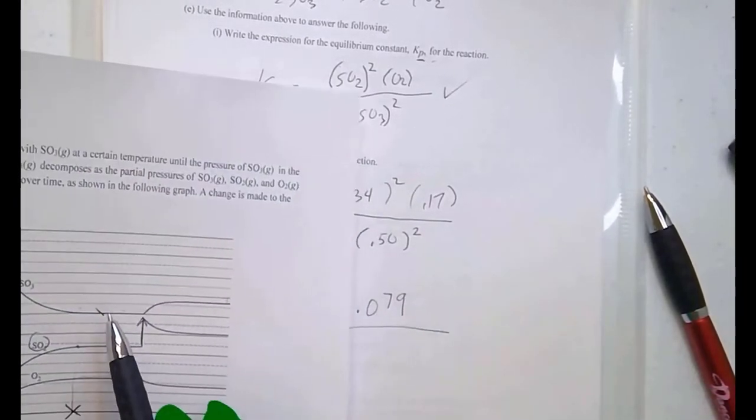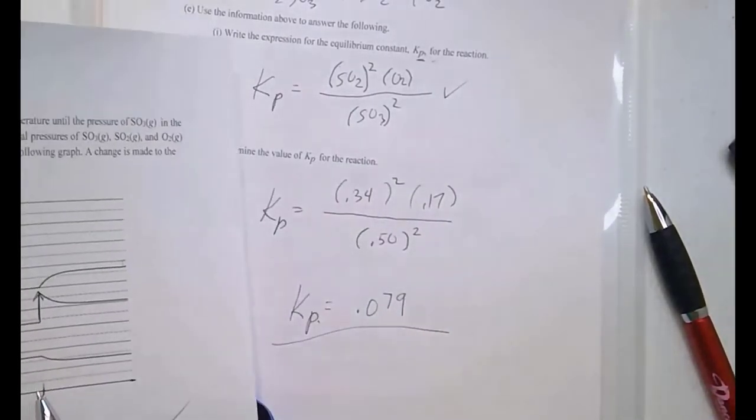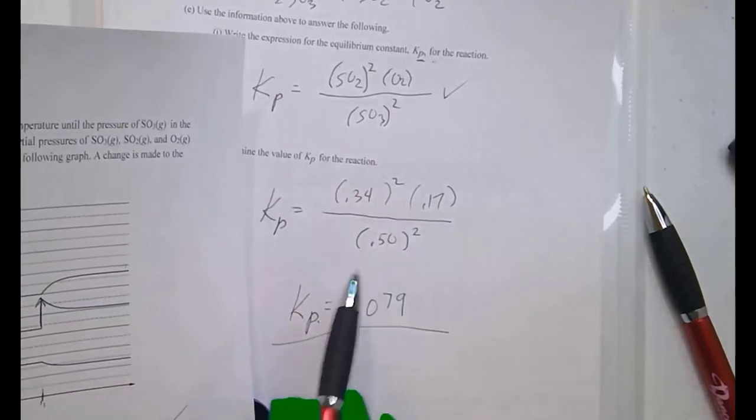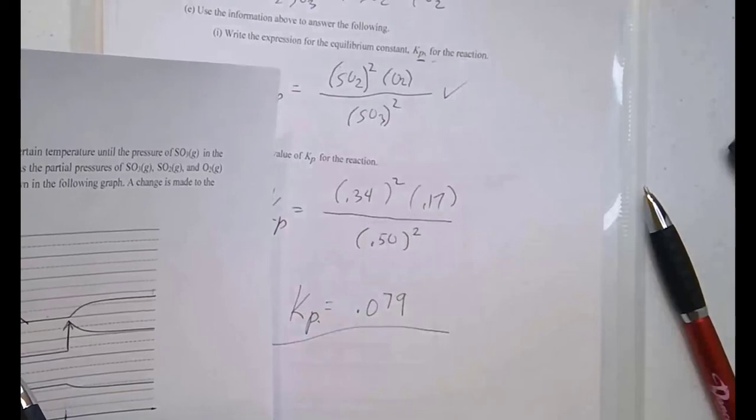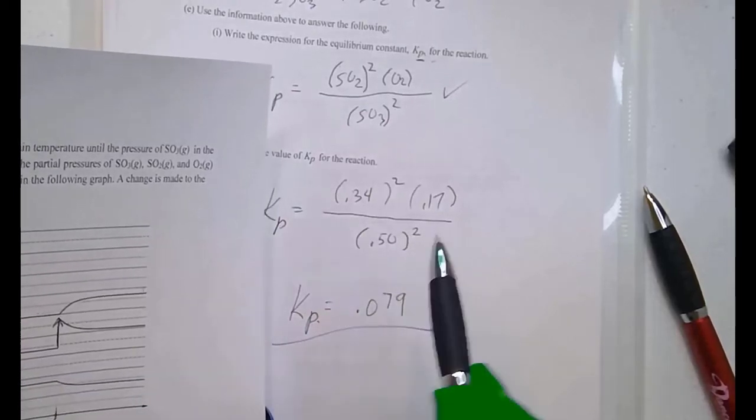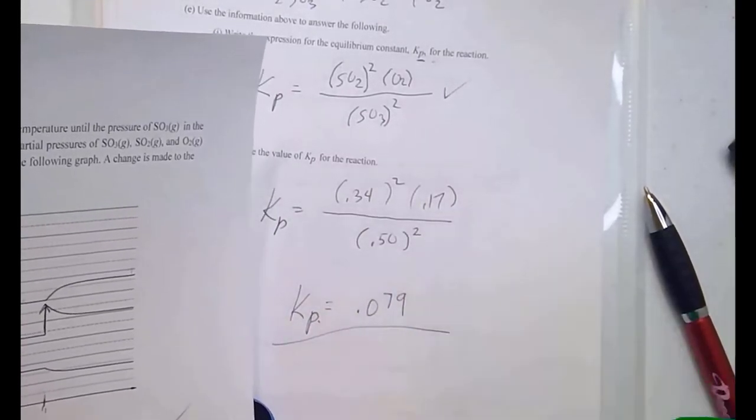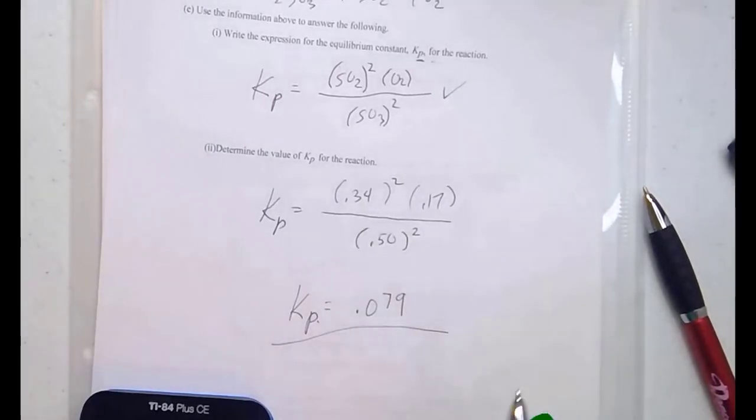I have a little bit of time. My SO3, about half. Yeah, my SO2, a little bit more than 0.34. Yeah, squared. That's it. I think we're done. Oh, let's see. Is there anything more? Come on. No, that's it.